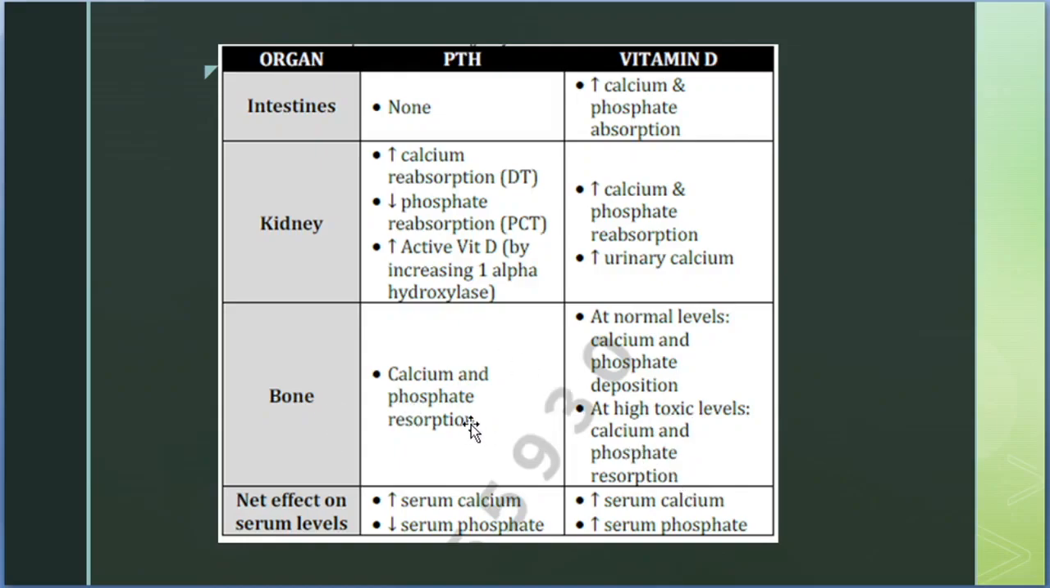So now, what is the net effects of our parathyroid hormone and vitamin D sa ating blood? Parathyroid hormone will generally increase your serum calcium and decrease your serum phosphate. Si vitamin D naman, again, increase serum calcium, parehas sila ni parathyroid hormone. However, it also increases your serum phosphate. Again, parathyroid, increase ang calcium, mababa ang phosphate. Si vitamin D, parehong tataas ang serum calcium and your serum phosphate.